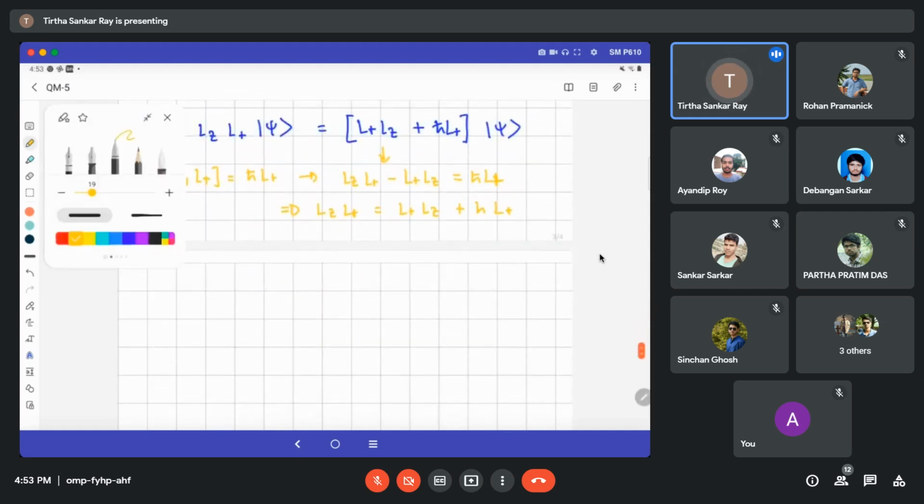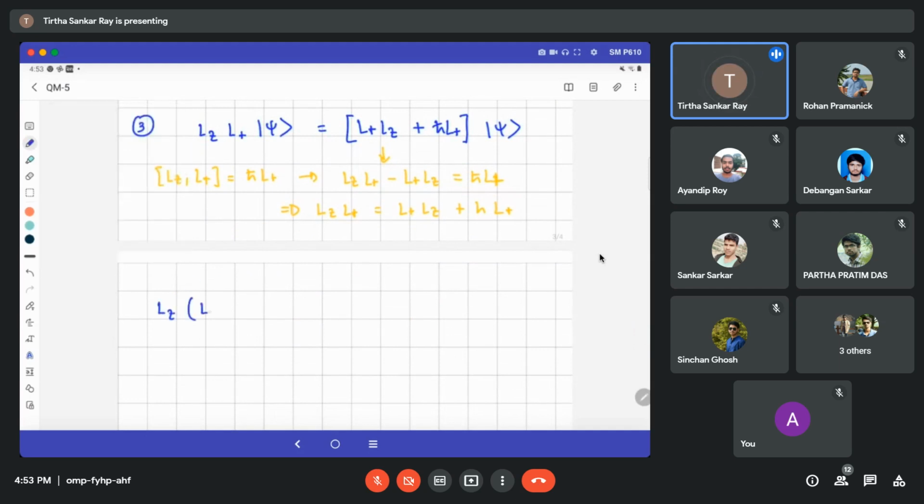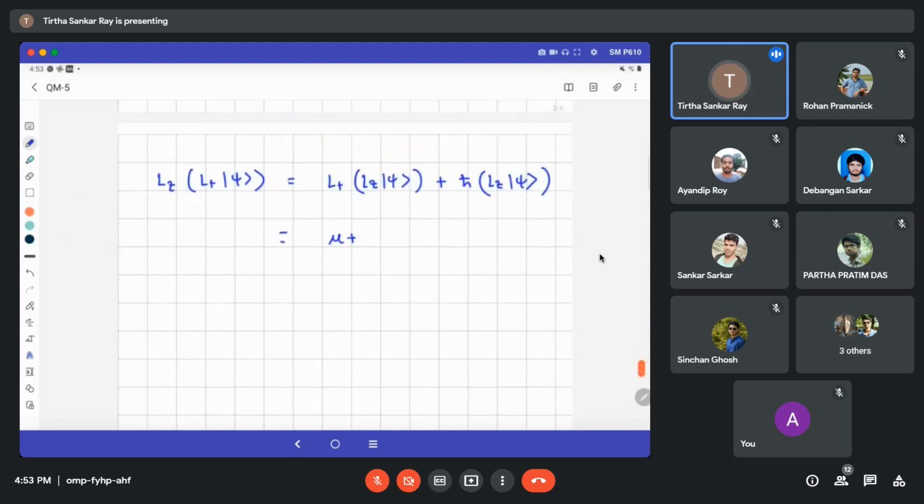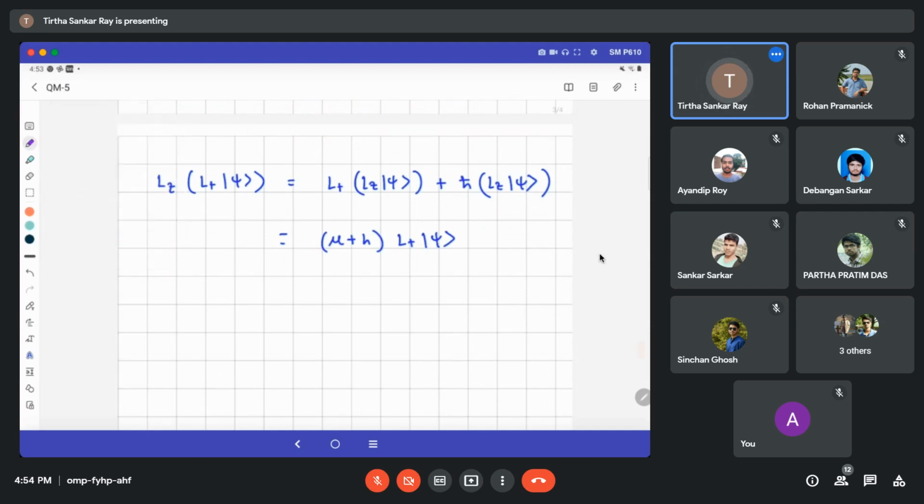Now, if I look at the right hand side of that equation, what do I get? I get that Lz of L plus psi is equal to L plus Lz of psi plus H cross L plus of psi. But we already said that psi is also an eigenvector of Lz with an eigenvalue mu. So what is happening over here is mu plus H cross times L plus of psi. The implication is that L plus of psi is also an eigenvector of Lz with eigenvalue mu plus H cross.